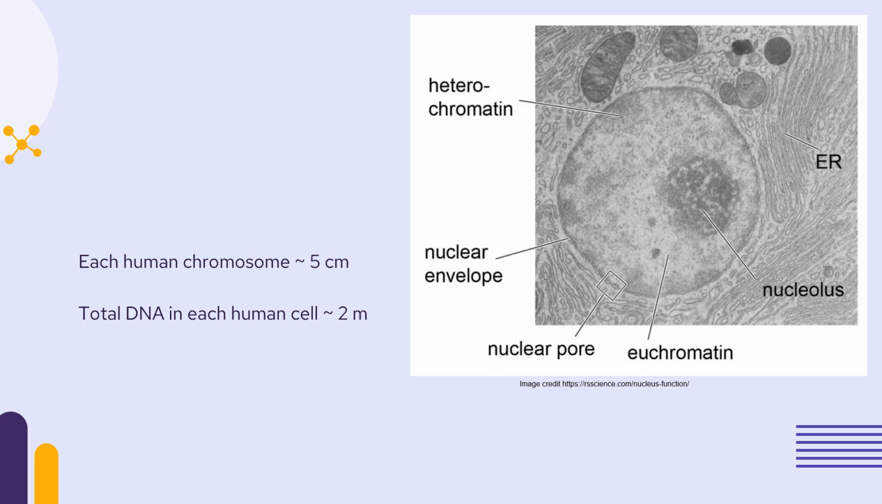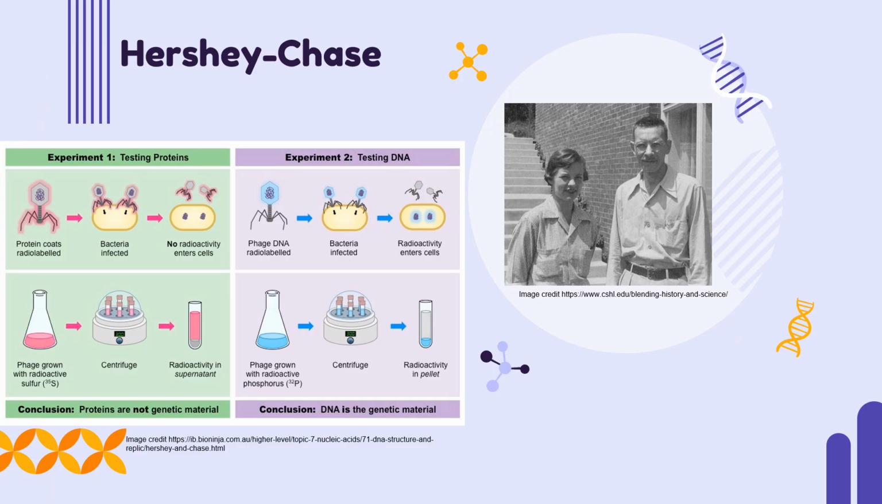So each human chromosome is like 5 centimeters long on average. We've got 46 of them. We have so much DNA, like 2 meters of DNA. But those nucleosomes help us to wrap it up super tight in the nucleus so that it actually fits. We can pretty efficiently package our DNA due to those nucleosomes.